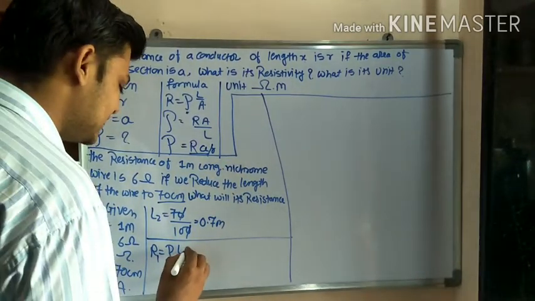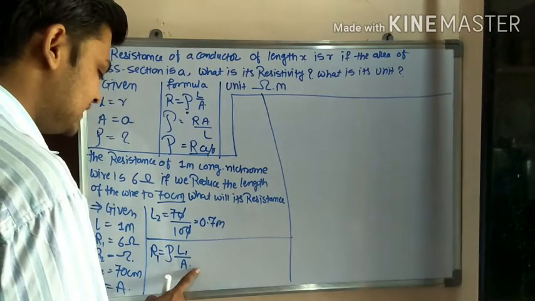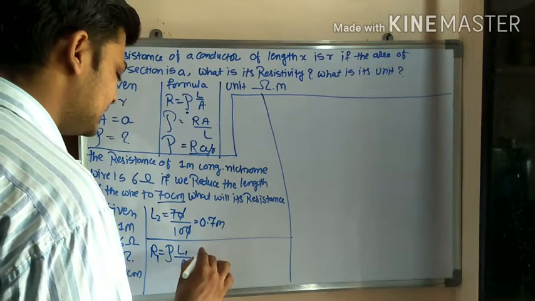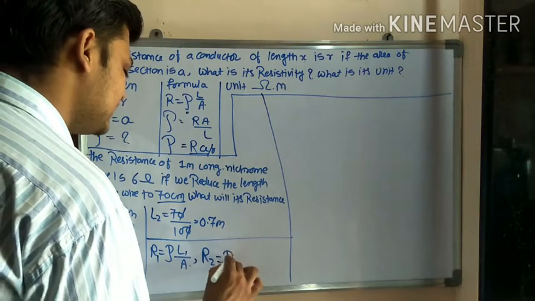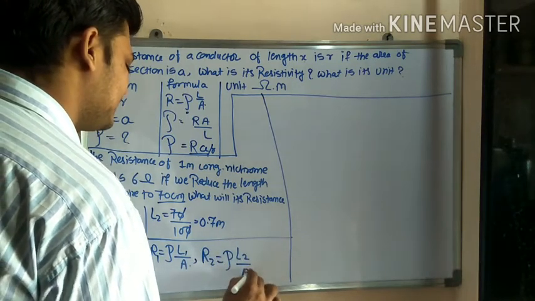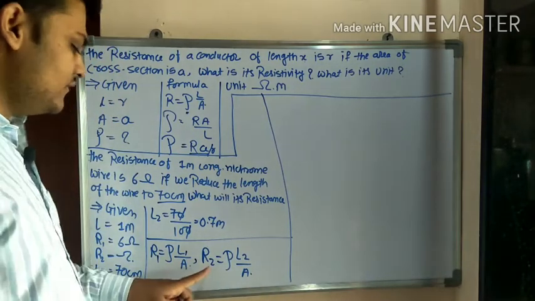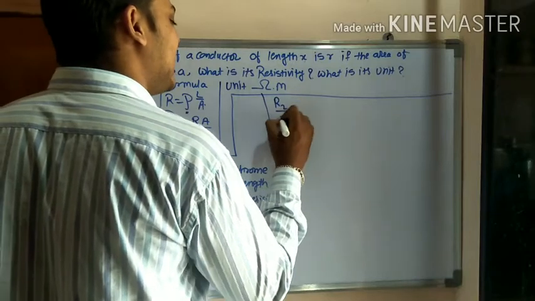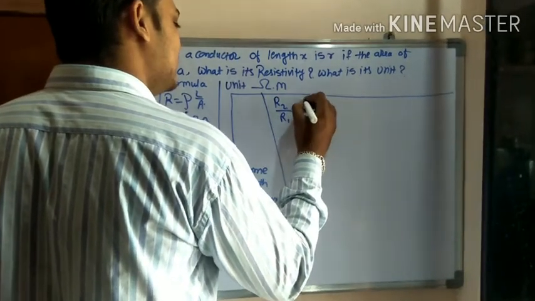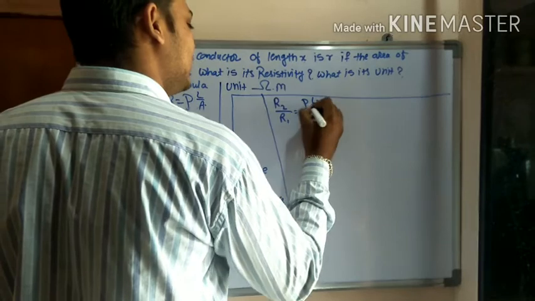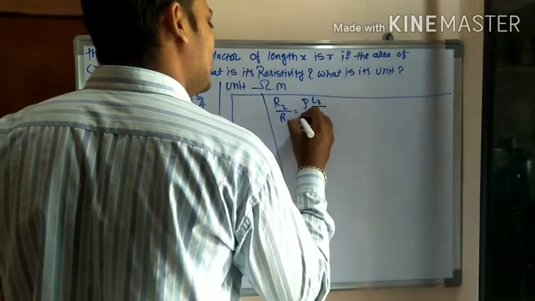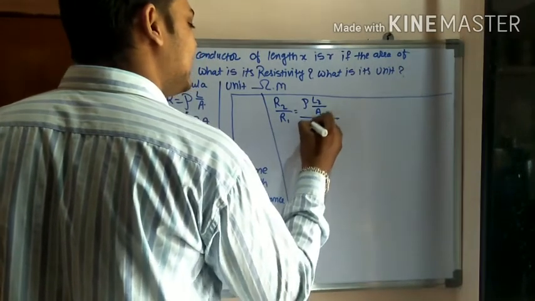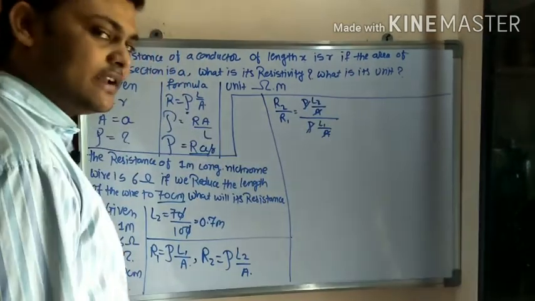Next, we have taken here R1, because the resistivity of the nichrome wire in both cases is the same. Only the length changes, so we have taken L1, and A as it is. Similarly, R2 is equal to resistivity times L2 divided by A. Now we just divide R2 by R1. R2 divided by R1 is equal to resistivity L2 divided by A, whole divided by resistivity L1 divided by A. A cancels, resistivity cancels.